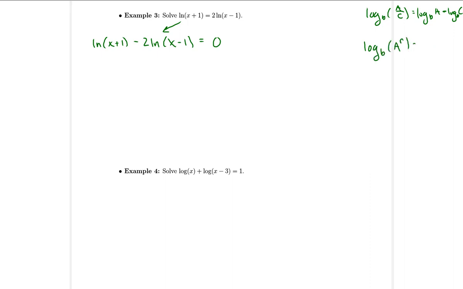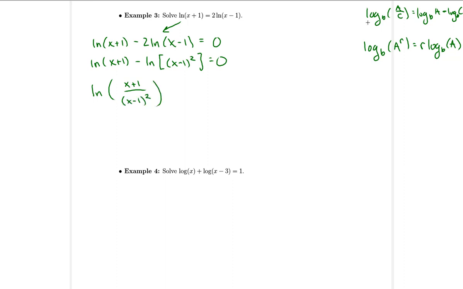right, that says log base b of a to the r is equal to r times the log base b of a. So what I can do as a starting point here is get rid of this 2 by putting it up in the exponent inside this logarithm. So we can say the natural log of x plus 1 minus the natural log of x minus 1 squared equals 0. And then we've got the natural log of x plus 1 over x minus 1 squared using this property is equal to 0.